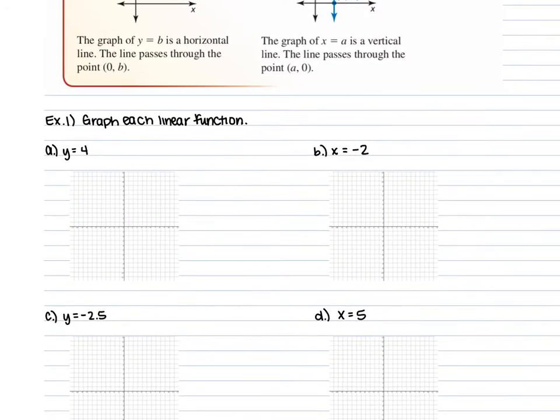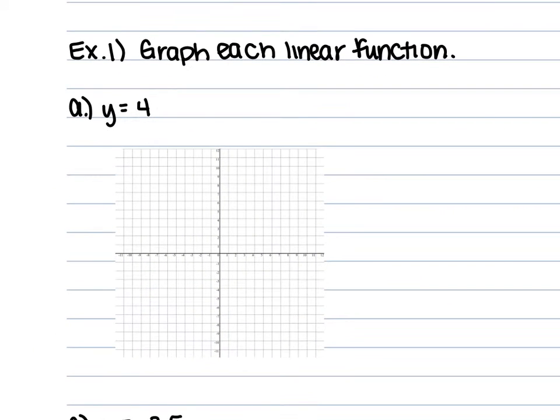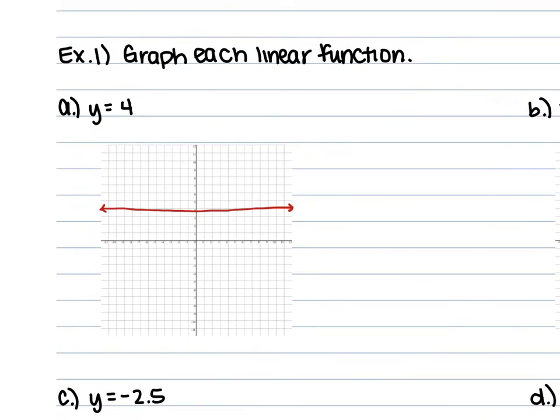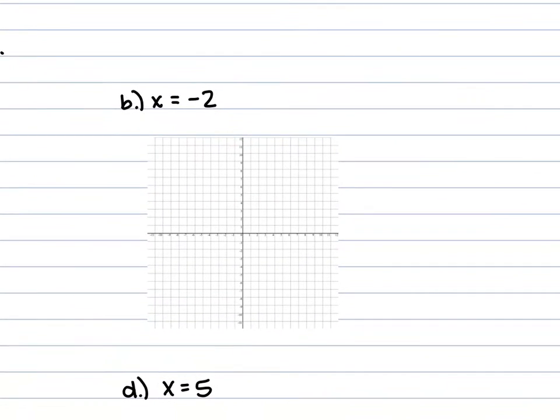For a, we have y is equal to 4. So on our y-axis, we would find 4 and draw a horizontal line through 4 on the y-axis. And of course, it would be a straight line just through that 4 on the y-axis. For example B, we have x is equal to -2. So our x-axis is going to be the axis that our line goes through. And so this is going to be a vertical line through -2 on the x-axis.